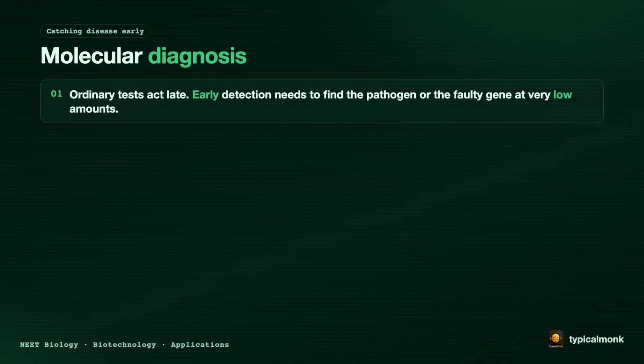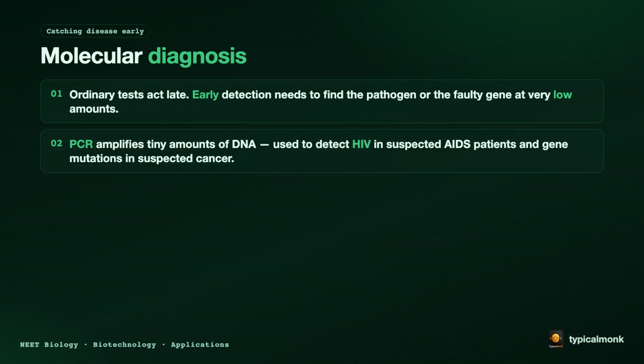Now, how do we catch disease early? That is molecular diagnosis. Ordinary tests act late. Early detection needs to find the pathogen or the faulty gene, even at very low amounts. PCR amplifies tiny amounts of DNA. It is used to detect HIV in suspected AIDS patients and gene mutations in suspected cancer.